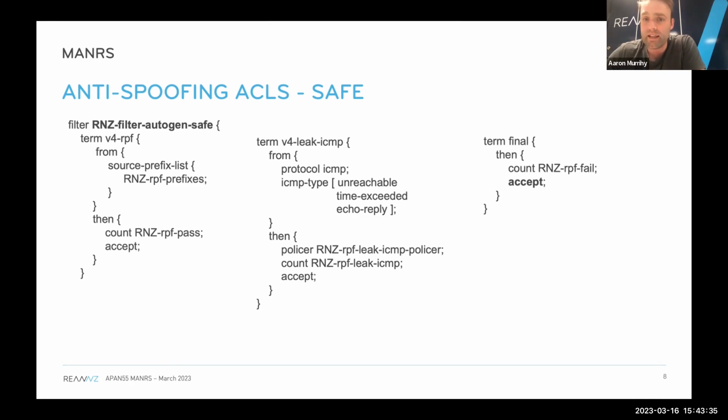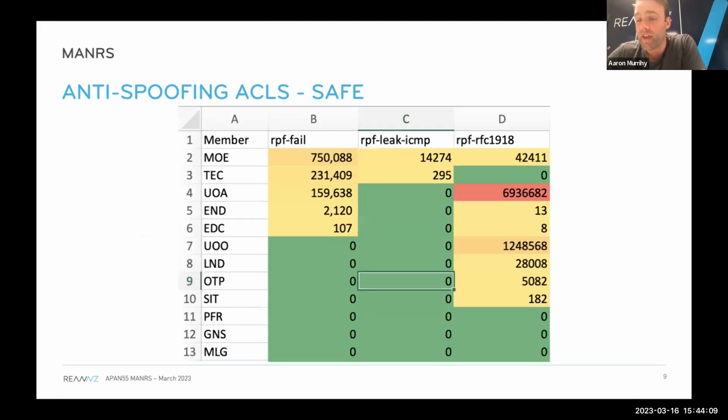So in order to facilitate that, we have allowed, with a policer, some additional types of special ICMP packets that facilitate internet use. And then at the end, you can see it's our term final. That is basically drop everything else. But in the safe version, we obviously don't do that because that could be disastrous for member networks. So we started off by just adding a counter so we can see how many packets are hitting this term, and just accept it. From there, that allowed us to pull all of that counter data from across the network and see which of our members were actually sending us packets from addressing that we didn't believe they should be, or we didn't know about. For the most part, it was actually pretty good.